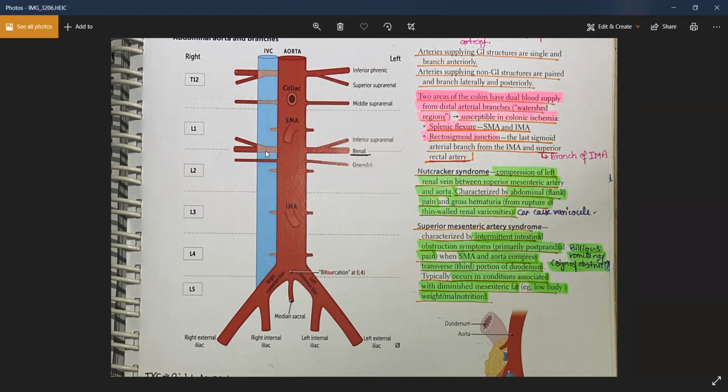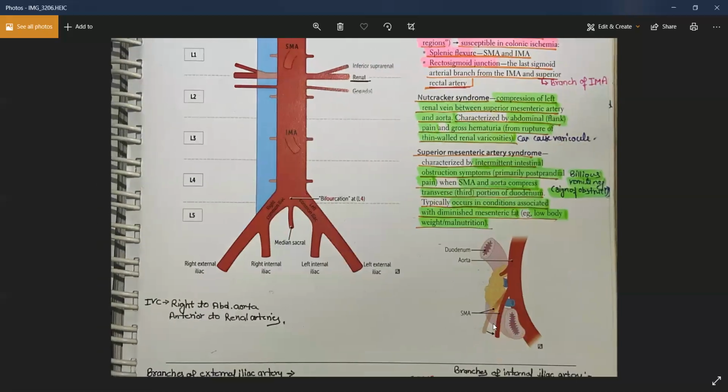Okay, and these veins will be anterior to the aorta. You need to know that the left renal vein will be between the superior mesenteric artery and the aorta. It passes between the superior mesenteric artery and the aorta, as you can see in this diagram. This is the superior mesenteric artery, this is our aorta, and this is the passage of your left renal vein.